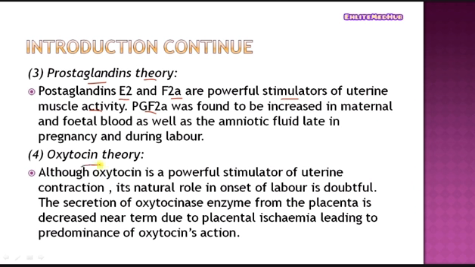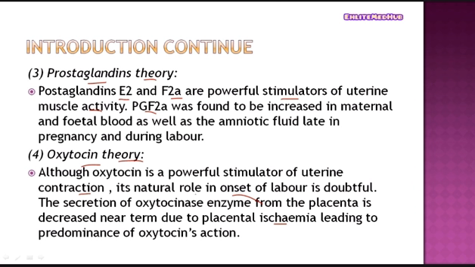Fourth is the oxytocin theory. Although oxytocin is a powerful stimulator of uterine contraction, its natural role in onset of labor is doubtful. The secretion of oxytocinase enzyme from the placenta is decreased near term due to placental ischemia, leading to predominance of oxytocin's action.